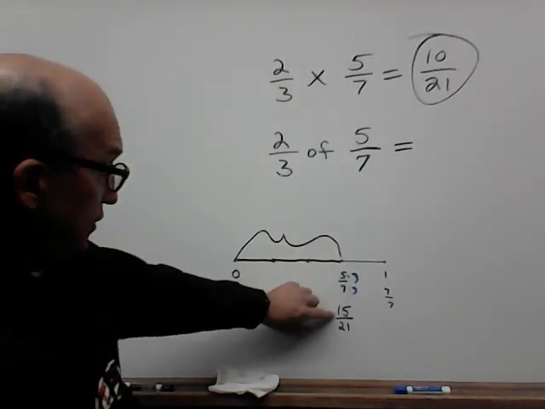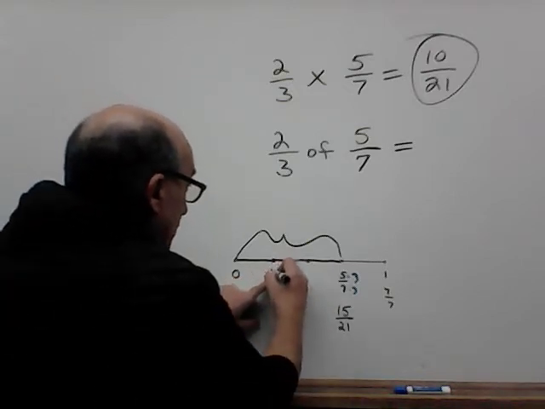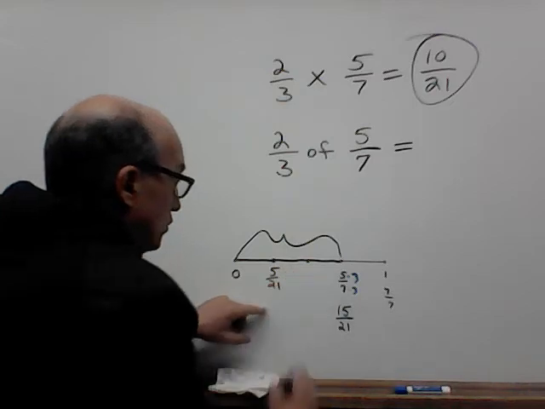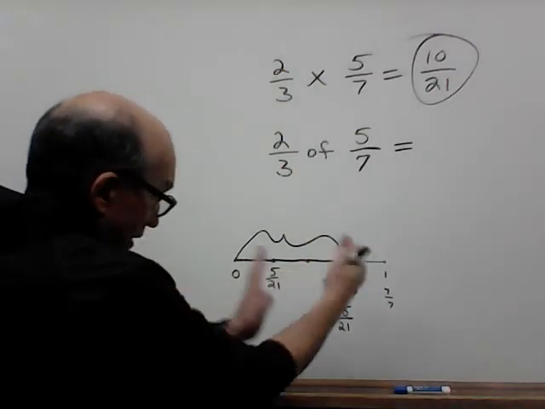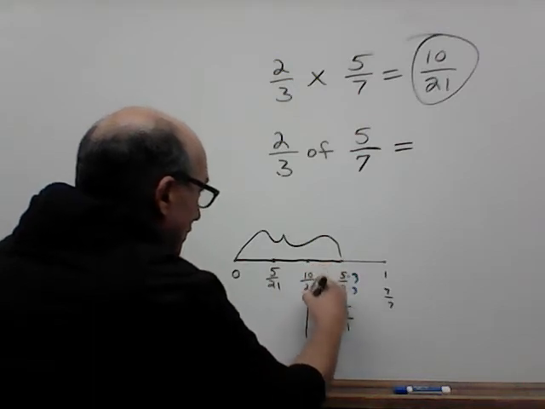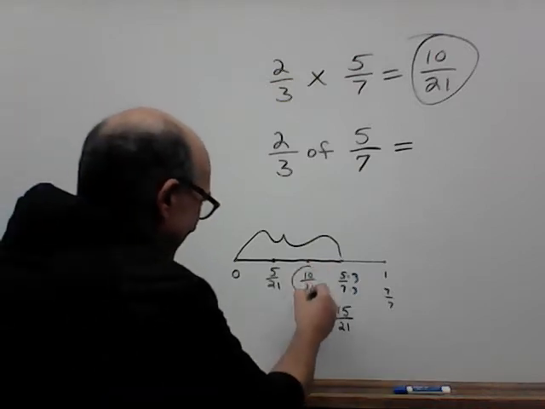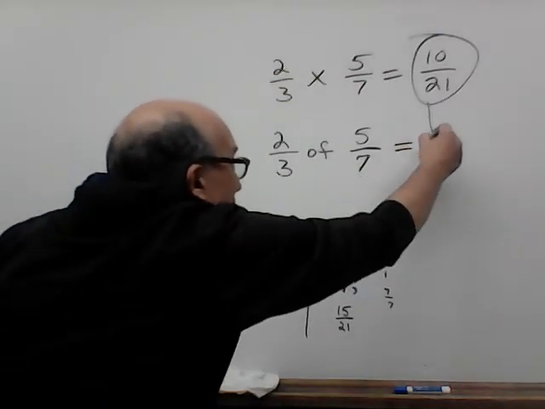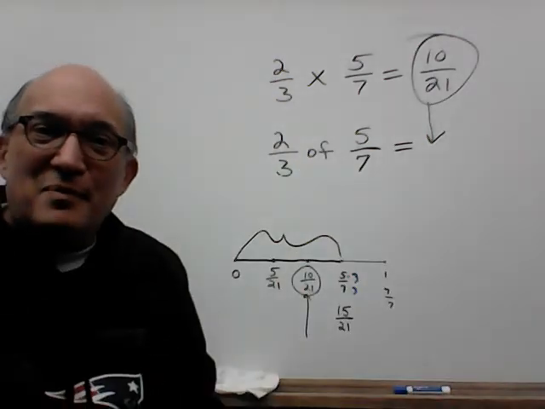Well, the 5/7 is 15/21, so 1/3 of that length will be 5/21, and then the second third will be twice that, double that, to get 10/21. And there you go. There it is, right there. The same answer that we got when we multiplied across the top and bottom.